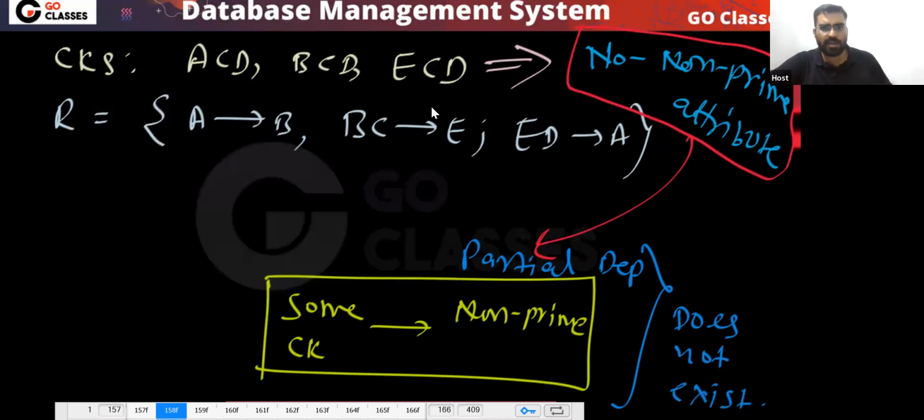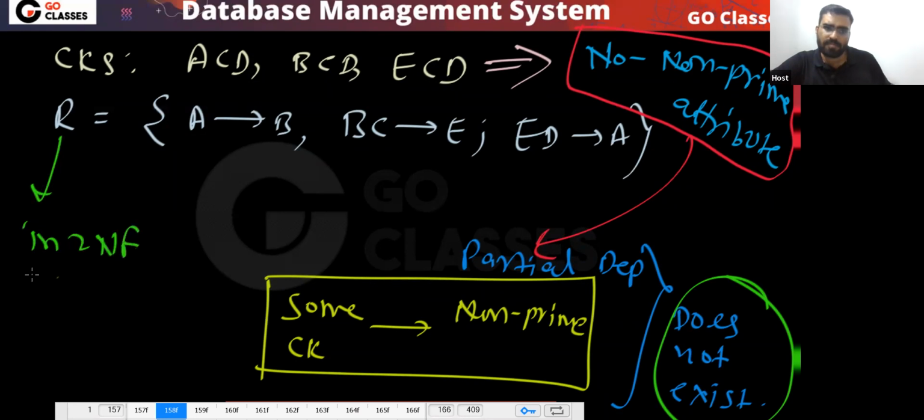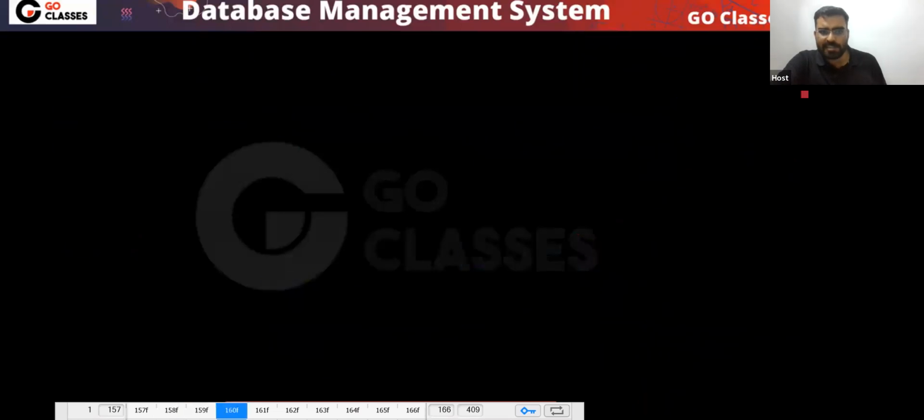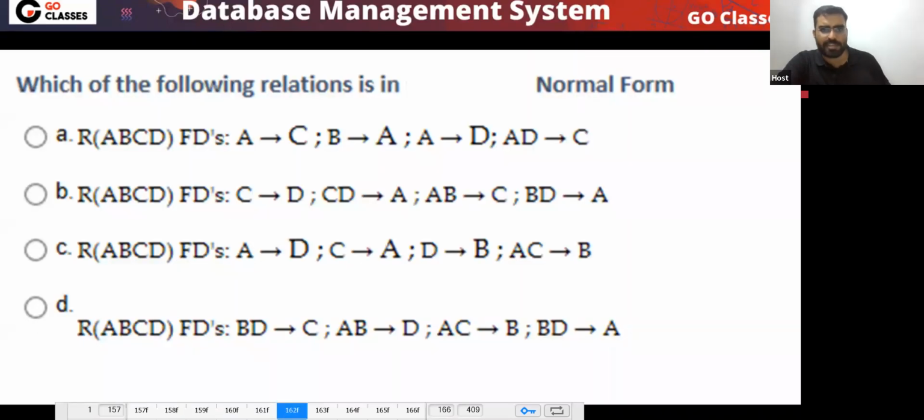So it is in 2NF. This relation is in 2NF because there is no non-prime attribute, so this type of partial dependency does not exist. Is this clear? Now let's see the next concept. Next question: which of the following relations is in second normal form?